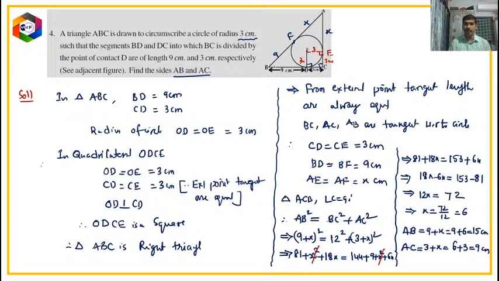BD is equal to BF is 9, and CF is equal to CE is equal to CD, 3 3, and these two we don't know, that's why we keep it as X.